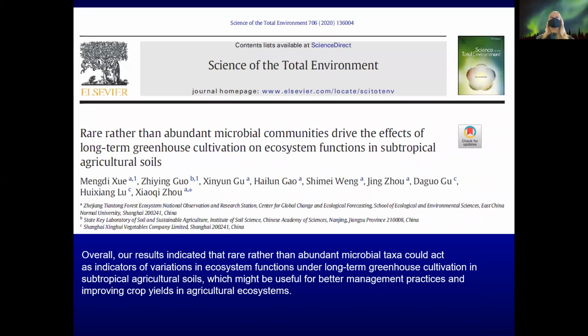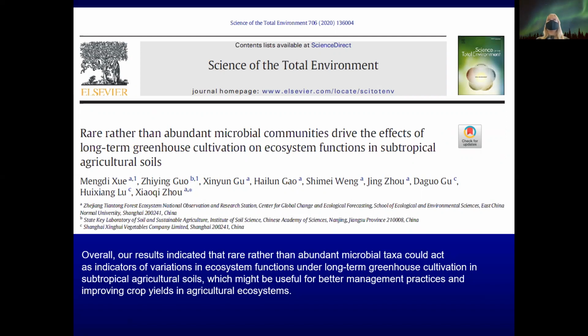The big picture idea, though, I think the title kind of says it all, rare rather than abundant microbial communities. So I do want you to keep this in mind. You don't have to read this paper, but I just took little snippets from it in this slide and the next slide, just to get you thinking about the idea. This is kind of a new idea that we can now test because we have the tools to do it. Whereas before we always thought about it, but we couldn't answer it.